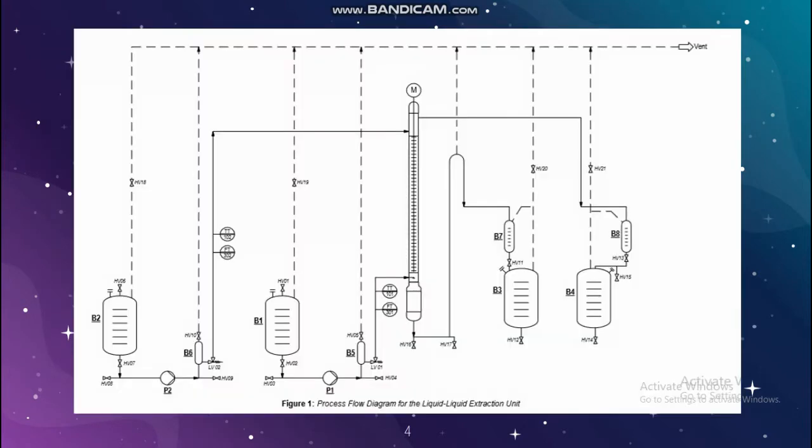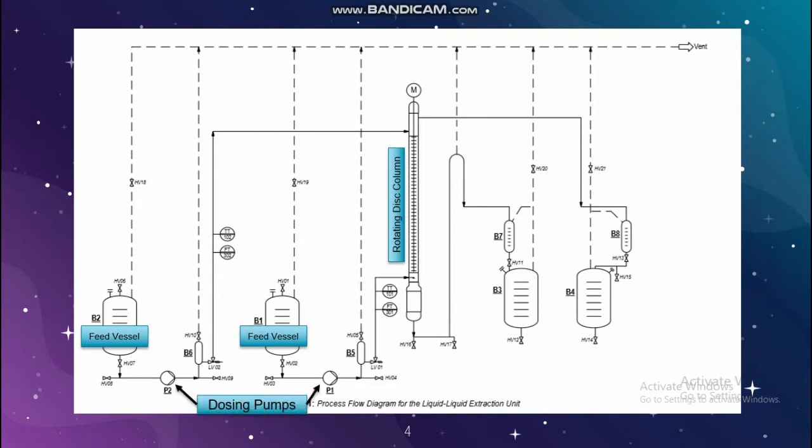Next, this is the process flow diagram or PFD of the experiment. So I'm gonna introduce the components of the liquid extraction unit. First, feed vessels B1 and B2. Second, rotating disk column K1. Third, dosing pumps P1 and P2. Fourth, receiving vessels B3 and B4. And fifth, pulsation dampers B5 and B6.